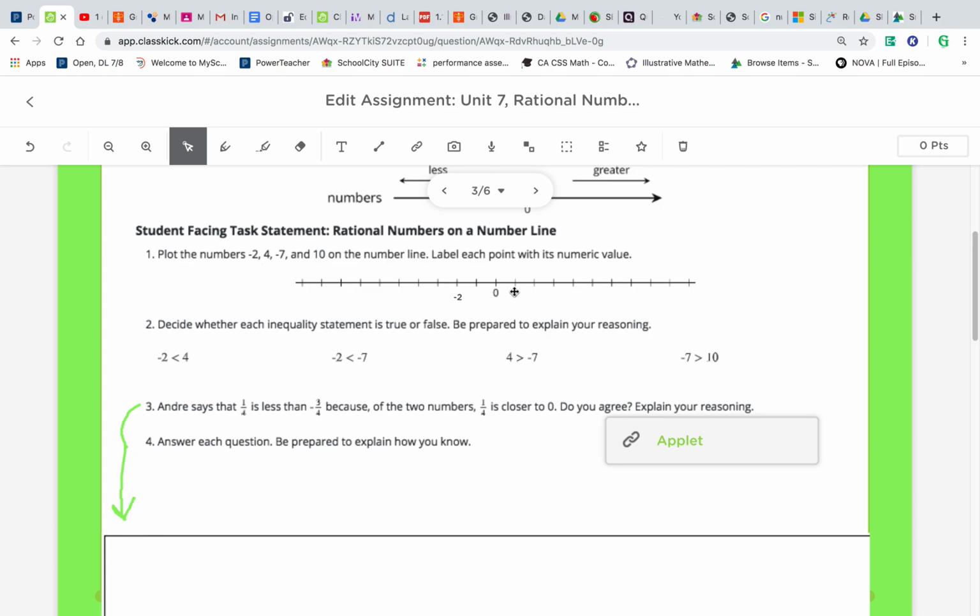The next one they want us to graph is 4. So here's 0, 1. Well, this must be 2, 3, 4. Okay, so 2, 3, 4. There we go. We'll put 4 in right there.